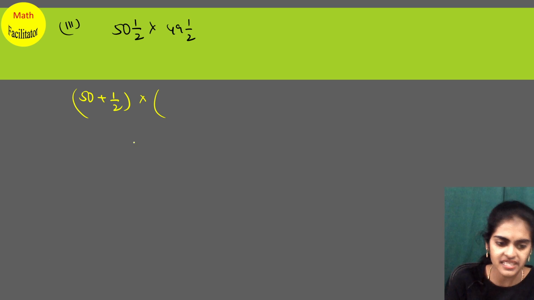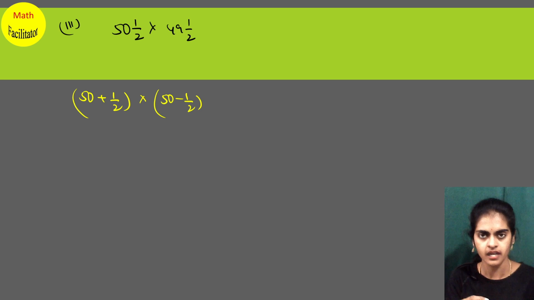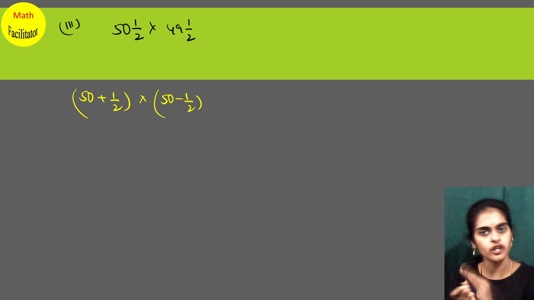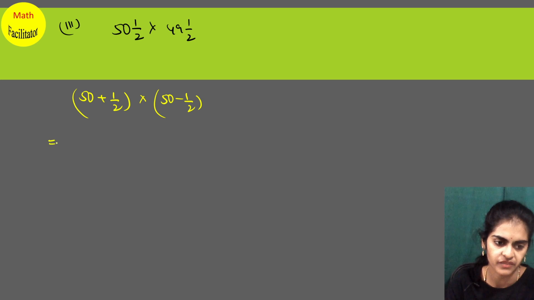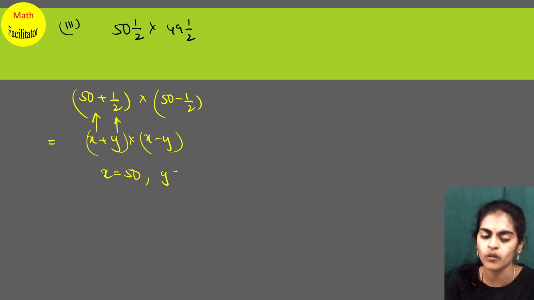49 and a half is nothing but from 50, if I remove half, I'll get 49 and a half. To 50, if you're adding half, you'll get 50 and a half. From 50, if you're removing half, you'll get 49 and a half. Now this is again like (x plus y) into (x minus y). Can you identify what is x and what is y? x is 50 and y is 1 by 2.